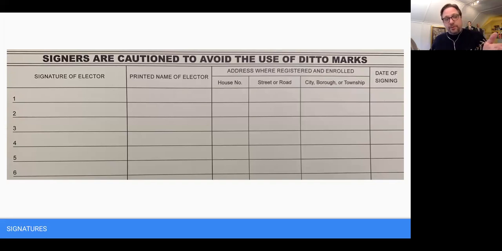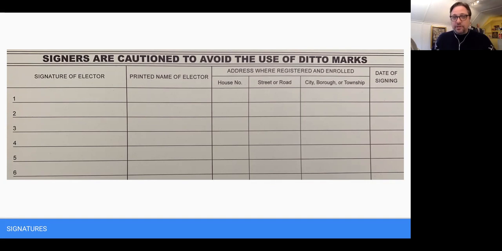So you want the signature of the person to be in the first column, and then have them print their name. The printed name should be the same name in the same form as the signature is. So if someone uses a particular signature or is registered to vote in a certain way, you would want to make sure that the signature matches the printed name. So as I said before, my first name is actually Robert, but I go by Jim, but I'm registered as Robert. So if I was to sign this, I would sign it as Robert Wirtz and print it as Robert Wirtz, not sign as Jim Wirtz and print as Jim Wirtz.